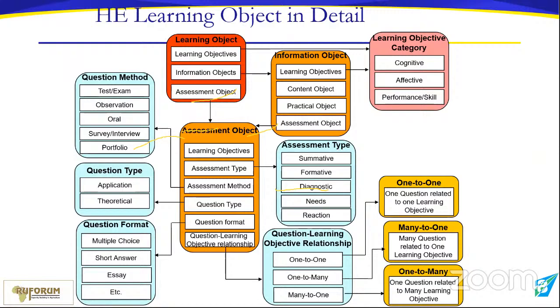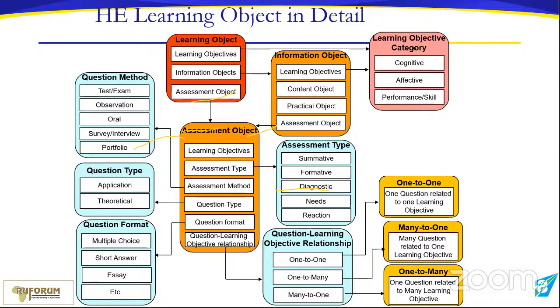So this is our detailed higher education learning object as we define it. So number one, look at your learning objective. The learning object is composed of learning objectives, information objective, and assessment objective. Now, when you go to information objective, these involve learning objectives, content objective, practical object, and assessment.